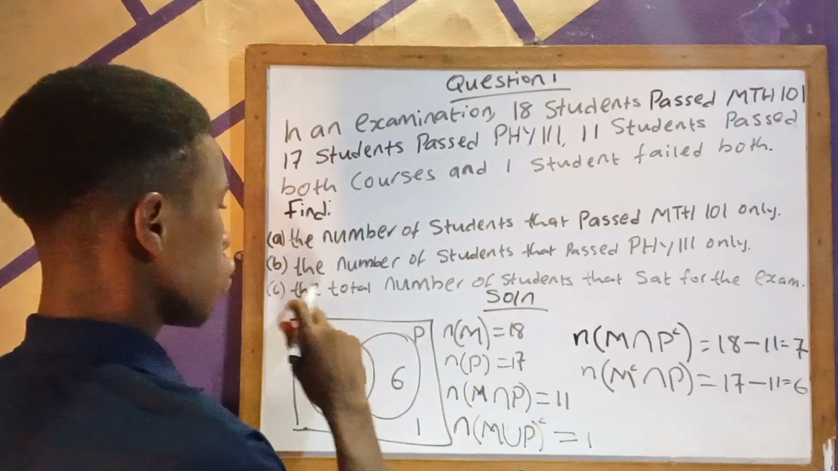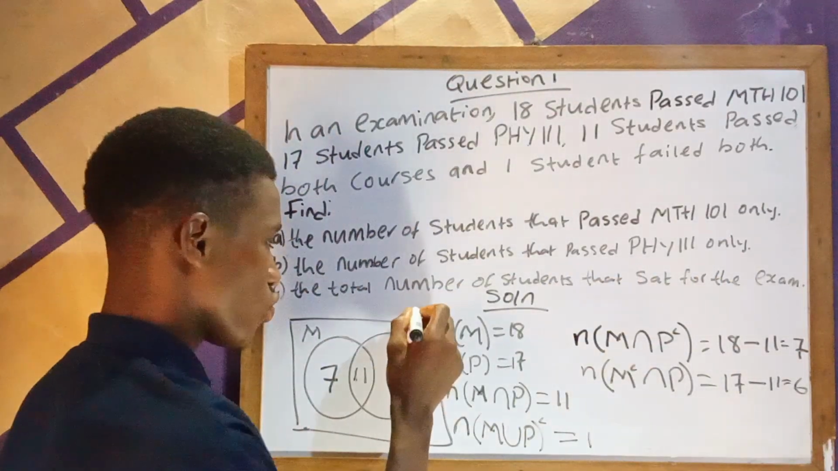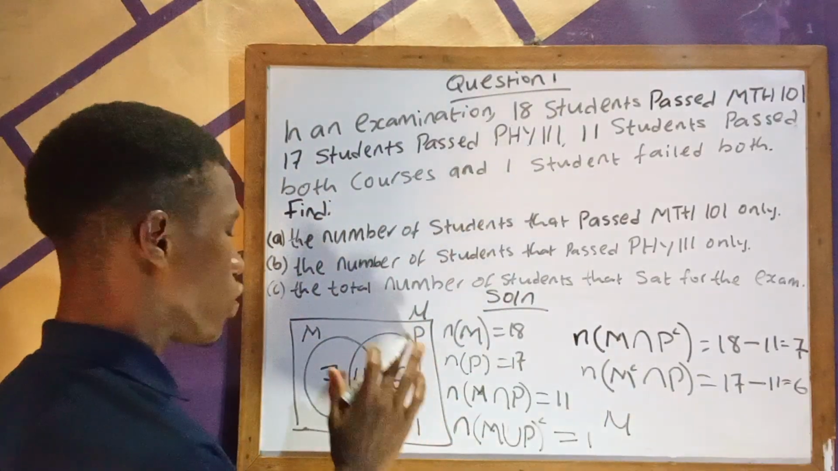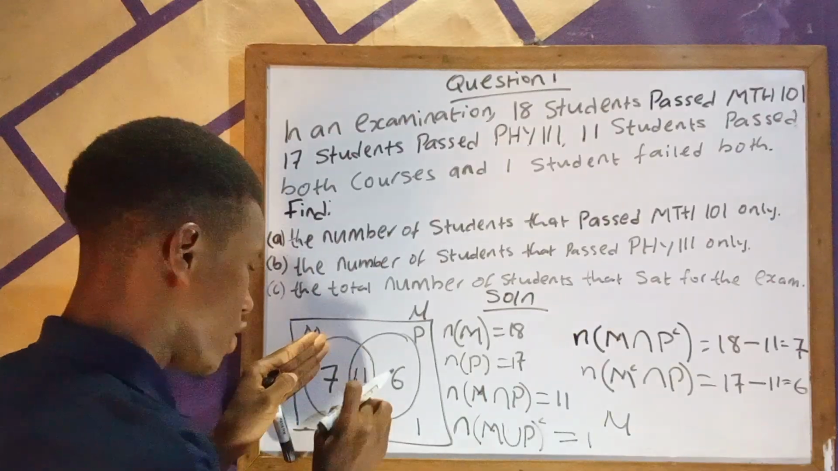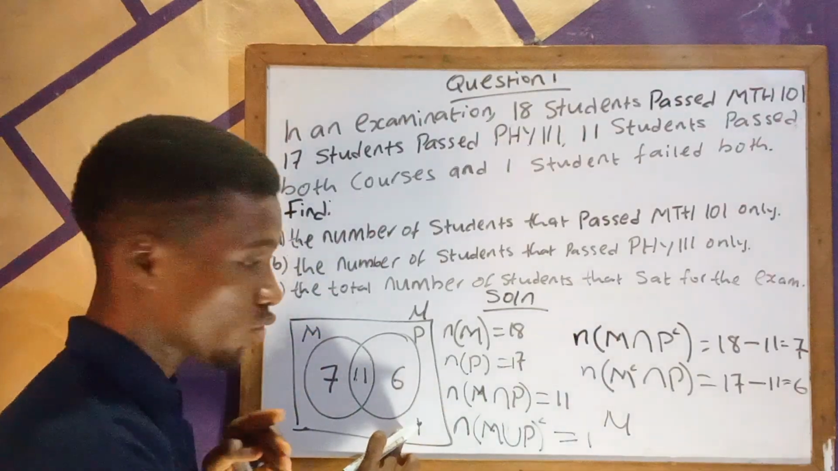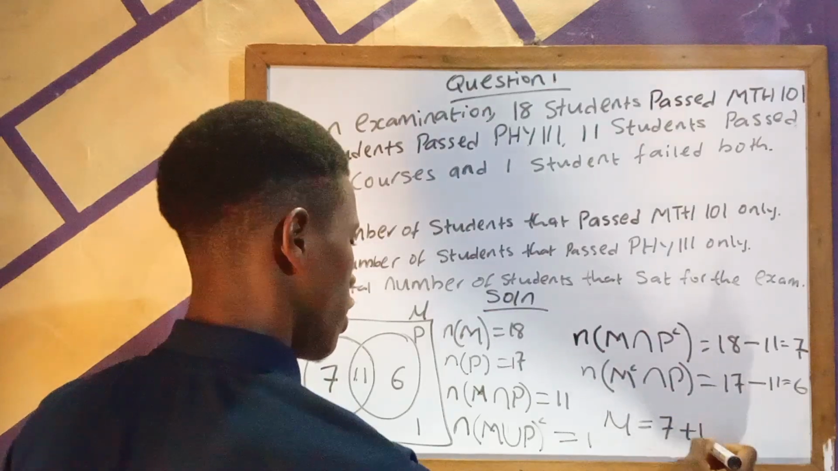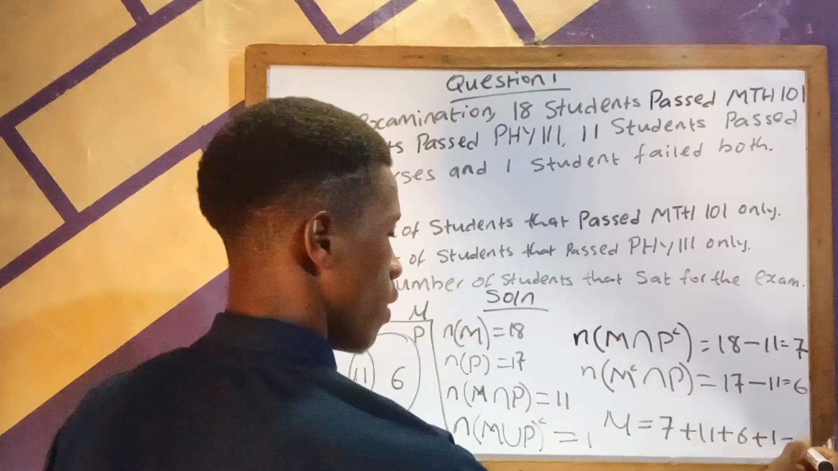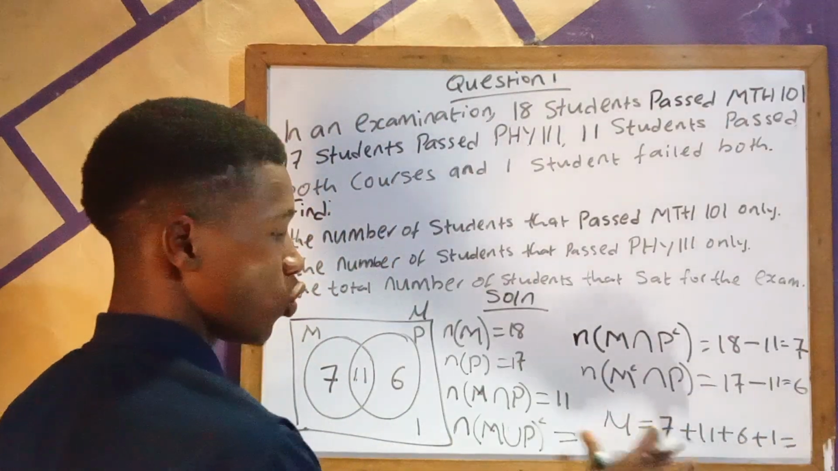So finally, the total number of students that sat for the exam. This Venn diagram is what we call the universal set. So the universal set is when we sum up all of this together, that means we bring this part alone, bring this part, then outside of it. So we have the universal set now as 7 plus 11 plus 6 plus 1. So this is the number of those that sat for the exam.